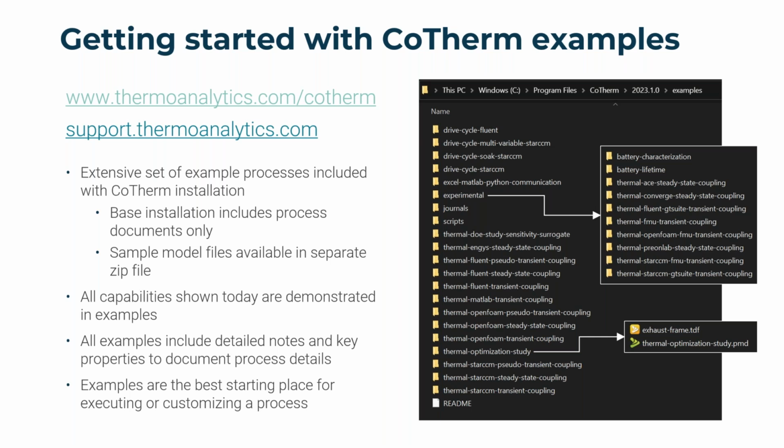So wrapping up, if you're interested in trying out CoTherm for a bunch of these examples, we maintain an extensive set of example processes that are included with each version of CoTherm. So if you browse in the installation directory, you'll see all these example processes. There's also an experimental category of processes that are still a work in progress in some ways. The default installation will have just the process documents, and then you can also download a zip file from our support site that has all of the model files if you want to try that out.